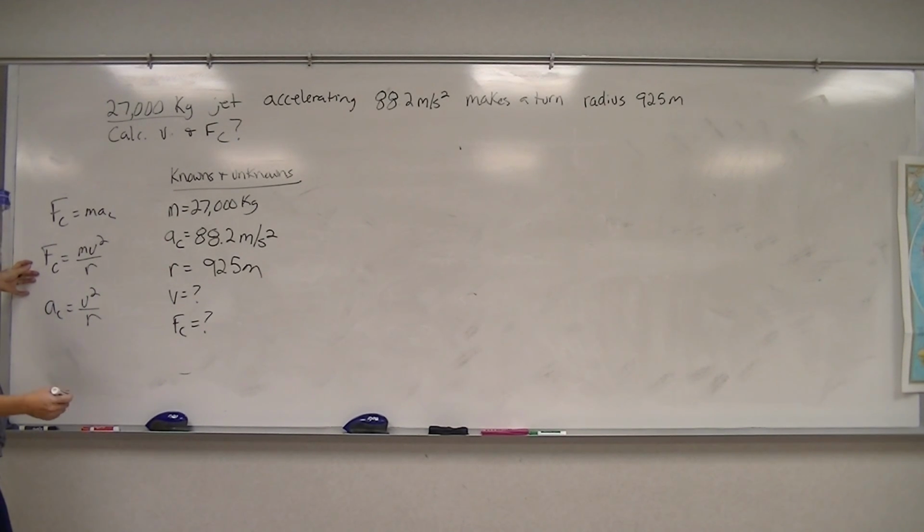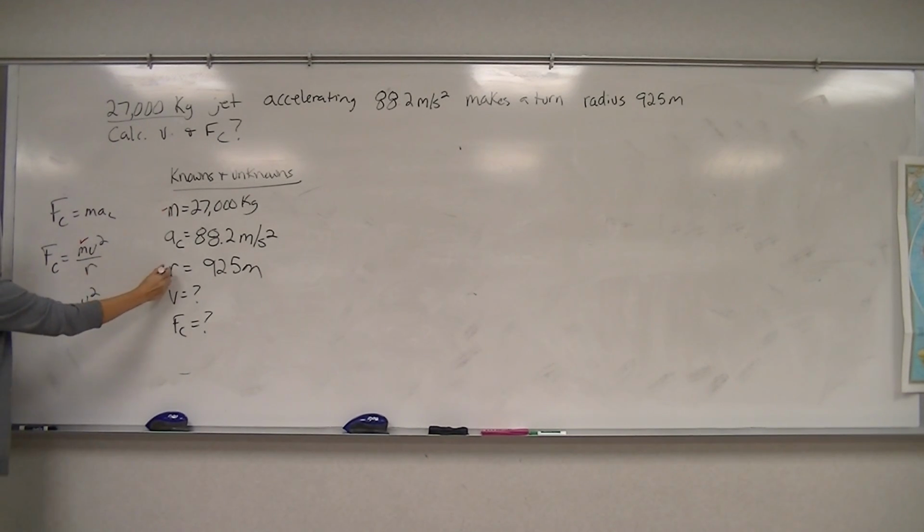Actually it doesn't matter which one we solve for first, but let's do the hard one first. Let's do velocity. So velocity, I have these two to choose from. These are the only two with velocity in it. Well, looking at this one, I have mass right here. I have the radius. I don't know the velocity, and I don't know the centripetal force. So I can't use this one because I have two unknowns.